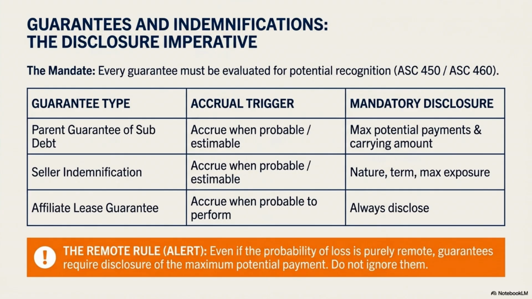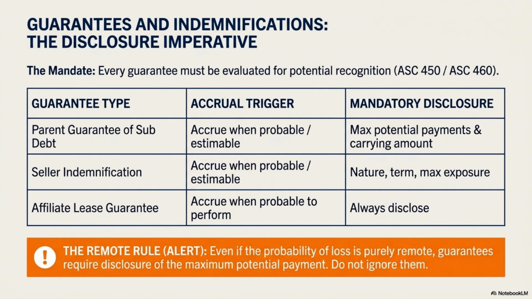But look at the disclosure column. For parent guarantees, disclose the maximum potential payments and the carrying amount of any liability. For seller indemnifications, nature, term, and maximum exposure. For affiliate lease guarantees, always disclose. Now the alert at the bottom is the one most teams miss. Even if the probability of having to perform on a guarantee is purely remote, even if you are completely confident you will never be called, the maximum potential payment still requires disclosure.